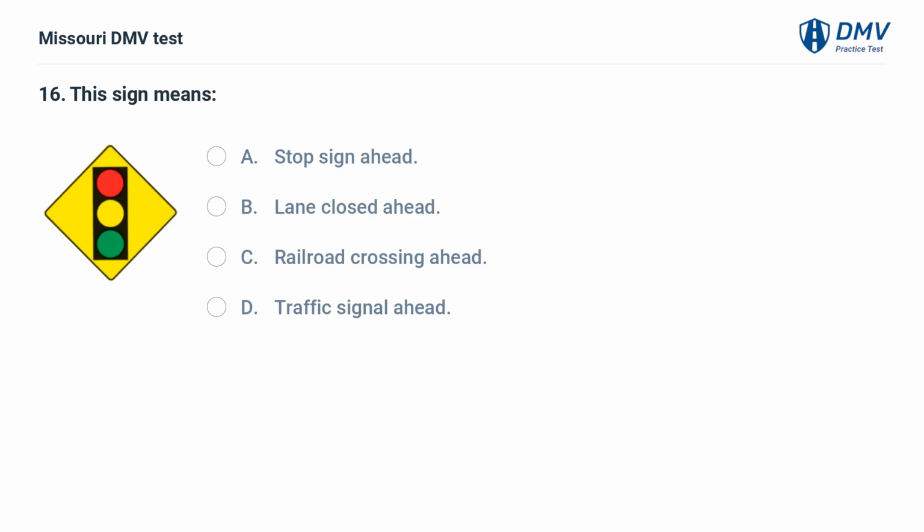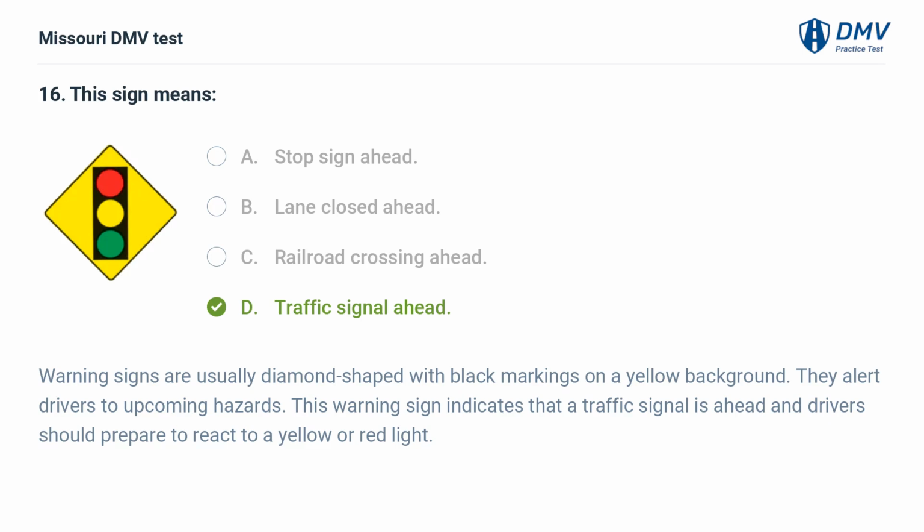This sign means A. Stop sign ahead. B. Lane closed ahead. C. Railroad crossing ahead. D. Traffic signal ahead. D. Traffic signal ahead.